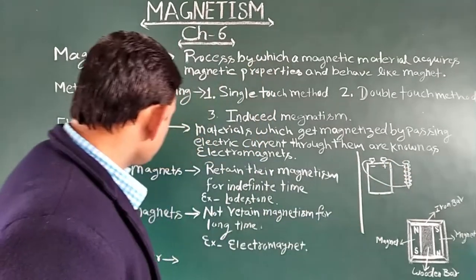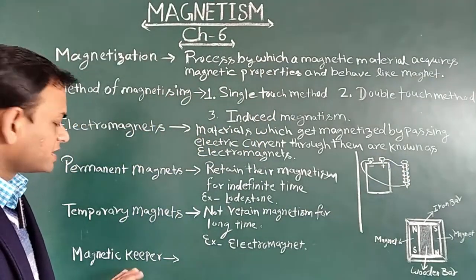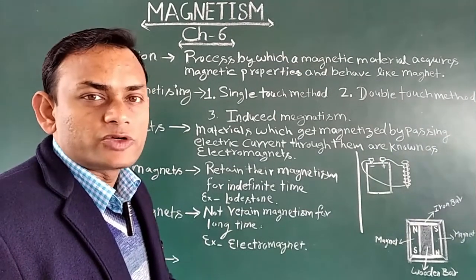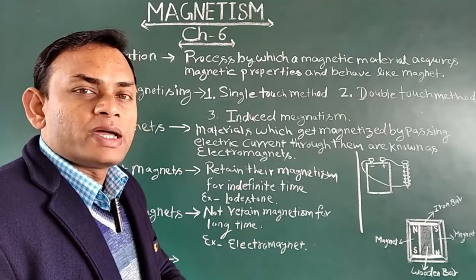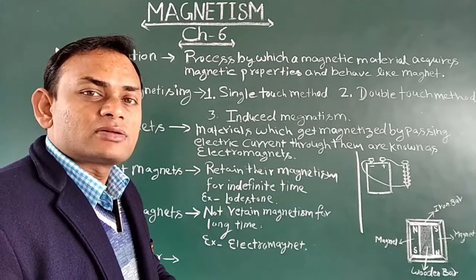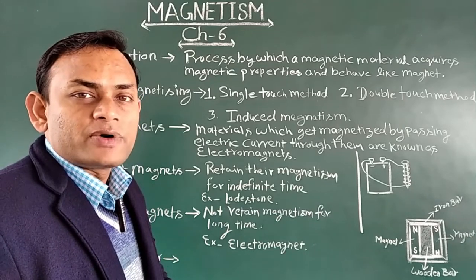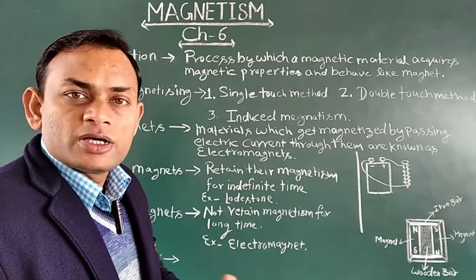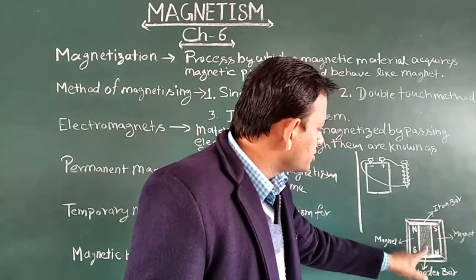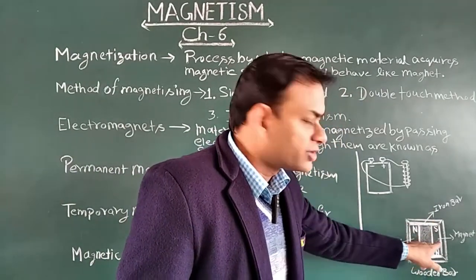Got it? Now after that, the magnetic keeper. What is the magnetic keeper? A magnetic keeper is a special wooden box in which two magnets are kept safe. It is seen that magnets lose their magnetic power if they are not kept safe. As you can see here, this is the wooden box in which two magnets are kept safe.